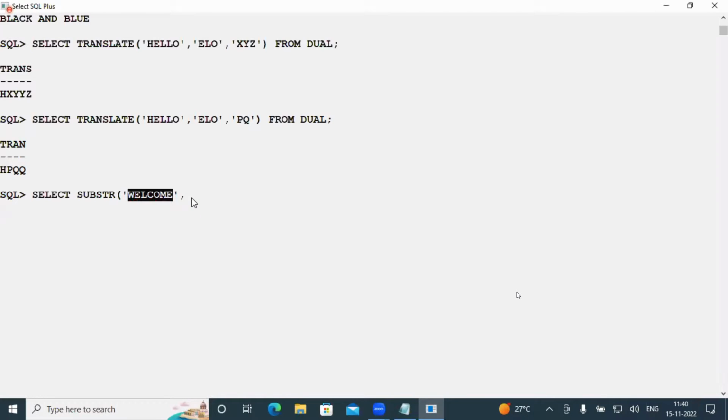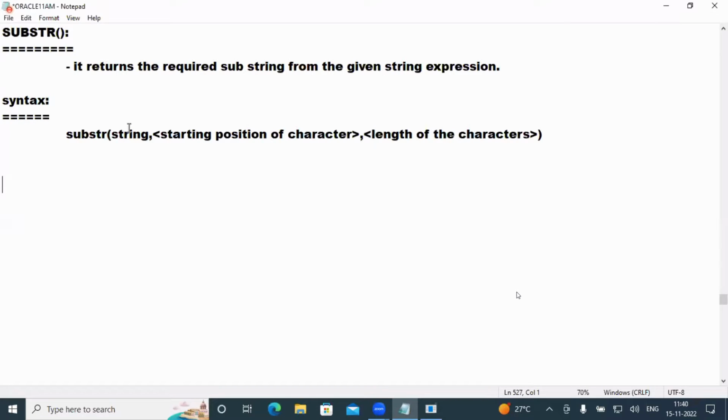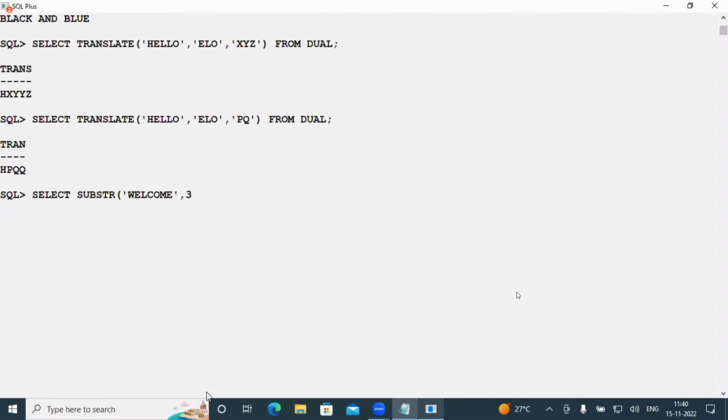Okay, so I'm saying here, for example, I want to give it a 3. So I want it from the 3rd position of character. So here my second argument is what now? From which position you need to start? The starting position of the character. What is my starting position of the character? I was given 3. 3 means which character here? 3 means the L character. So from that character, I want 3, length of the characters 3.